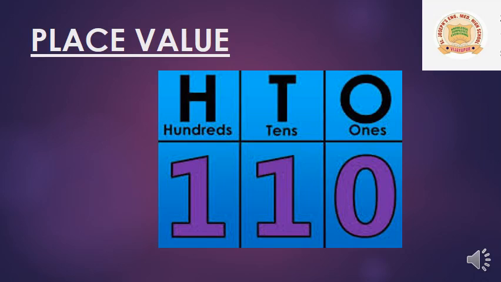Place value means some digits have particular places. For example, here you can see ones, tens and hundreds. Ones means a single digit, tens means two digits will come and it will become 10. Hundreds means 3 digits. So this is the place value.